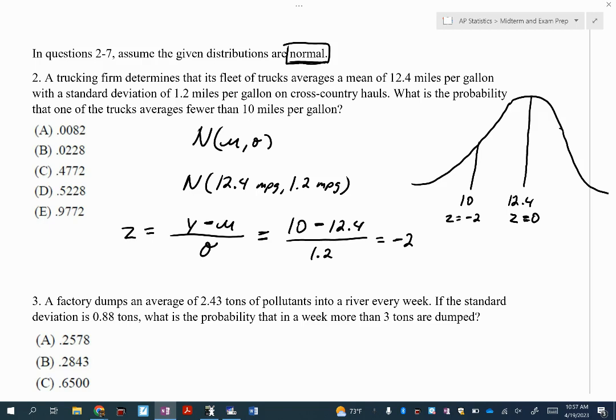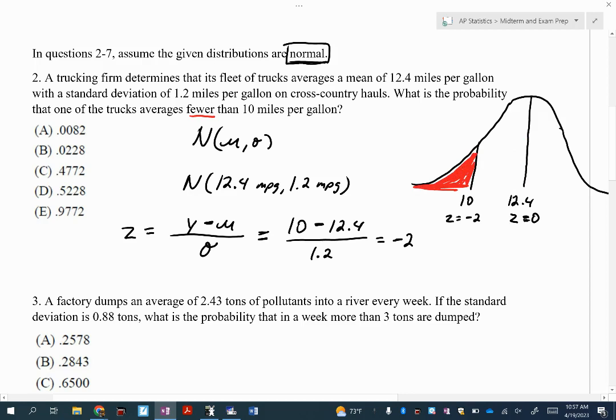What word in the problem is telling us to shade to the left? Fewer, right? It says fewer. If it said more than, which way am I shading? To the right. So just make sure you're ready for those words. So fewer is shading, well, I just shaded to the right. To the left. Sorry about that. Got all excited.